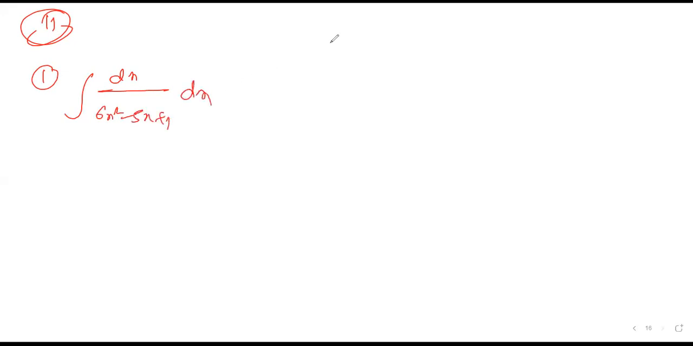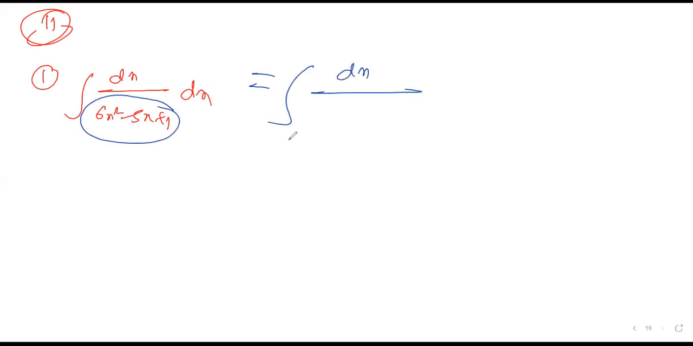The second bit, if you're comfortable, I'll move on to it. Okay, sir, within seconds I'll close. Second bit, first problem: integration of dx by 6x square minus 5x plus 1 into dx. It's very simple. You take this as a second order equation.